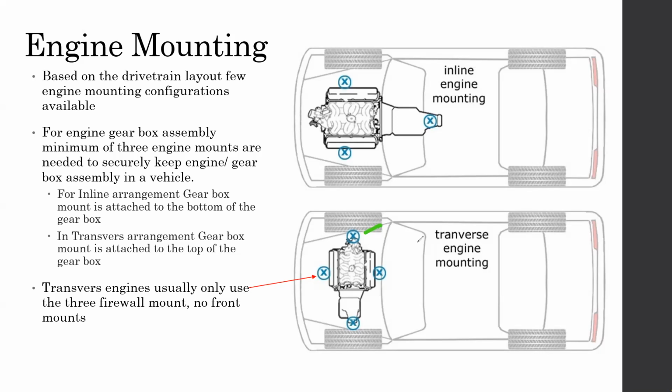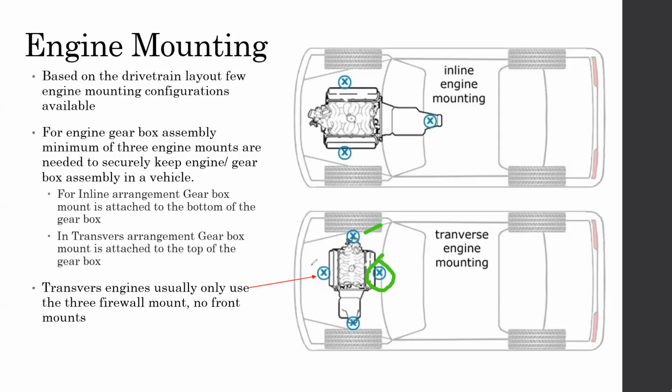Out of those 3 engine mounts, the transverse engine mounting usual pattern is 1 on the front of the engine, 1 on the top of the gearbox, and 1 between the firewall and the engine, right? So that means this one. This is the one between the firewall and the engine. The firewall goes like this, and the engine comes here. So there will be 1 between these 2. That's it. Most engines do not actually need this.